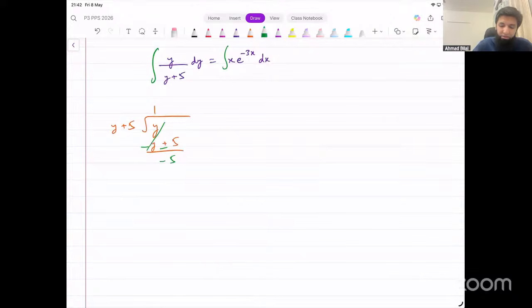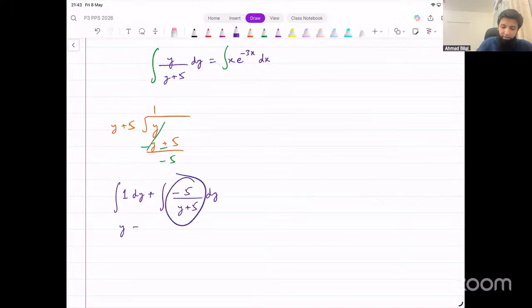Quotient plus remainder over divisor. So the integral on the left side, quotient is 1. So integration of 1 with respect to y plus remainder over divisor. Remainder is minus 5. Minus 5 over the divisor, which is y plus 5. Integration of this separately. Now, what's the integration of 1? Integration of 1 is just y. Integration of this thing, we can write minus 5 outside. 1 over y plus 5, integration of that is going to be ln of y plus 5, because the derivative of y plus 5 is 1, so we need 1 in the numerator. That gives us minus 5 ln of y plus 5. That's the integration of the left-hand side.